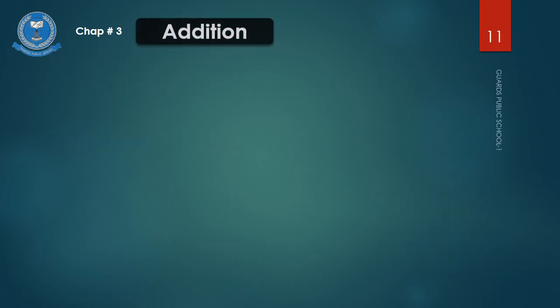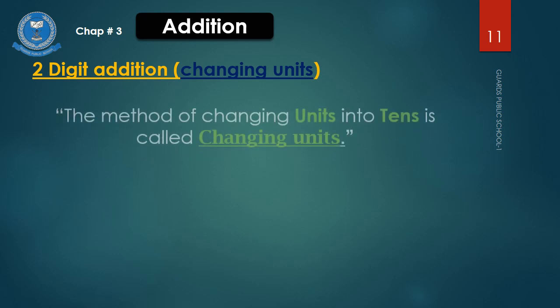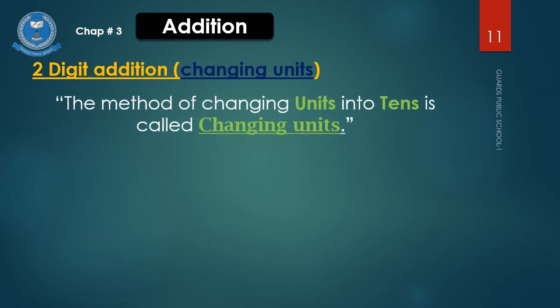Let's see the example of 2-digit addition with changing units. The method of changing units into tens is called changing units.